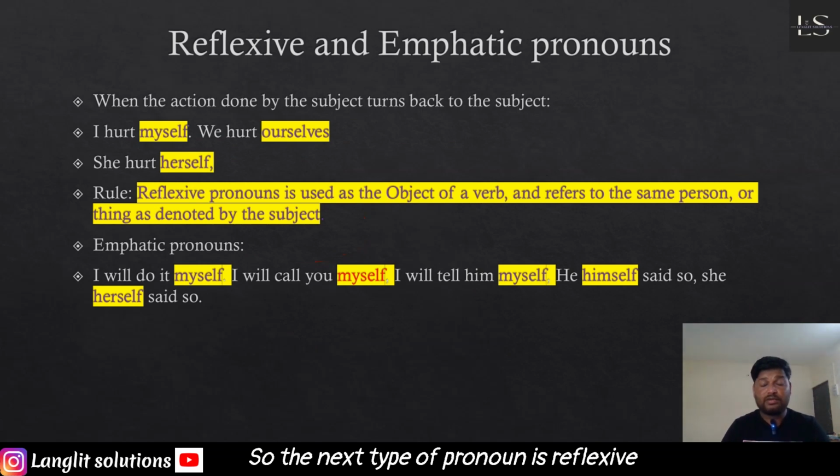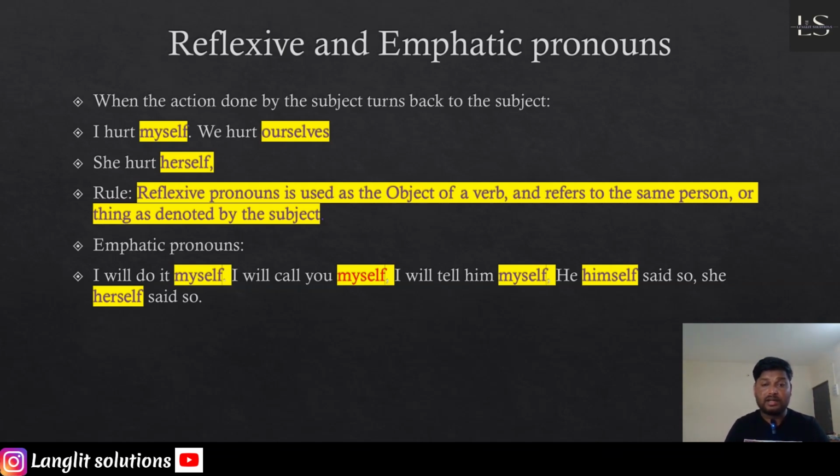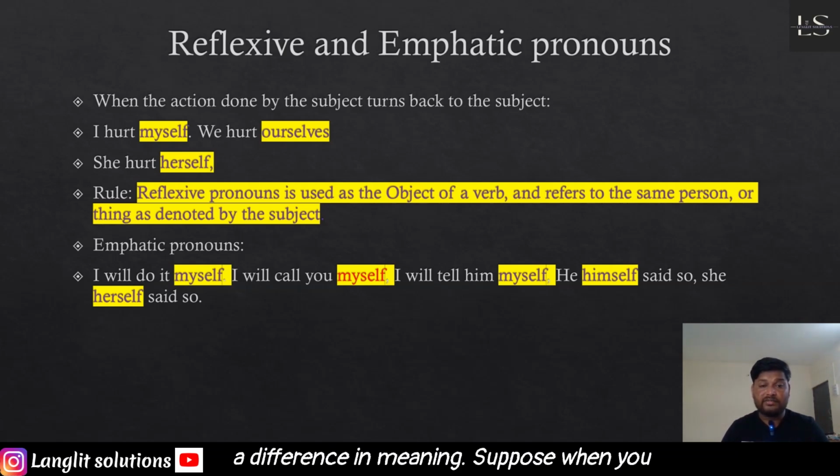So the next type of pronoun is reflexive pronoun, and another type which is very much the same, and the words or the pronouns are also the same, is called emphatic pronouns. Very often people tend to use them interchangeably. They can be used, but there will be a difference in meaning. When you are using it as a reflexive pronoun, you will be indicating that the action is done by the person, and the action is performed on the same person who is doing the action. Suppose I say that I hurt myself.